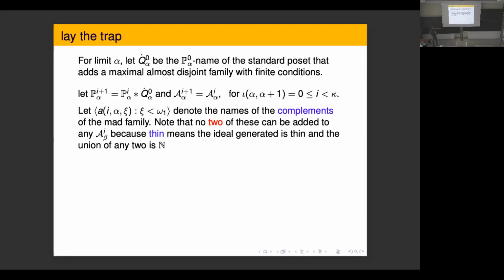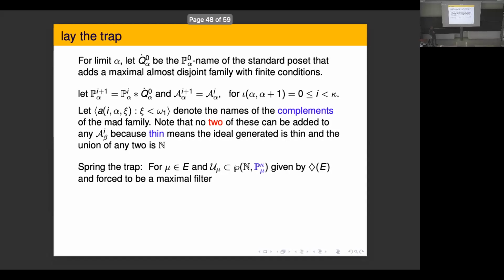And so we want to keep adding to this family, but here's where we're laying the trap. We add the almost disjoint family, and the trap is the complements of the almost disjoint family. This family of complements has the property that the union of any two is omega. So if you're trying to make sure the ideal generated by this can't have any pseudo-intersections, it's not going to work. You can't add any more than one of these guys to your commitment.